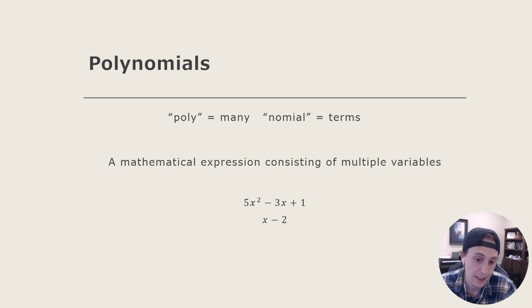Another one is x minus 2. That's a polynomial. That's also technically a binomial because there's two, bi meaning two. But that's what we're talking about. That's what we're working with.